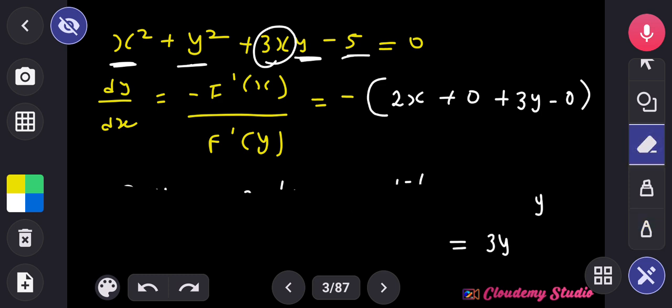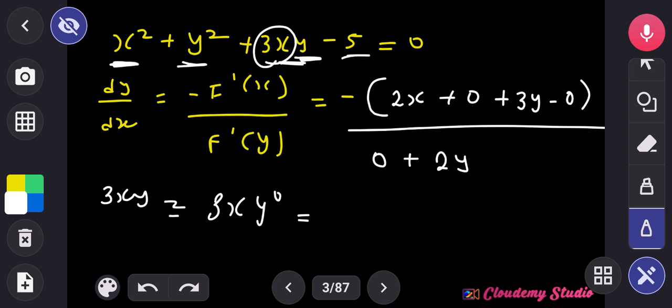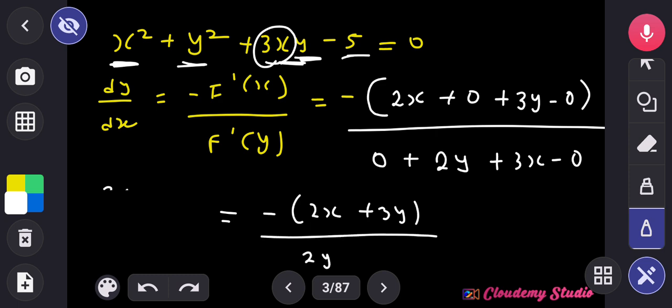So I'm going to do the same thing for the denominator as well so that you understand very well. So divided by, this one will give us 0 plus, this one will give us 2y. And for this one, since it is 3xy and I'm differentiating with respect to y, that will be equals to 3x y raised power 0, and that will be giving us just 3x. That is plus 3x minus 0, which means our answer for this particular case is now going to be equals to minus into bracket 2x plus 3y divided by 2y plus 3x. And this is our answer for this particular question.